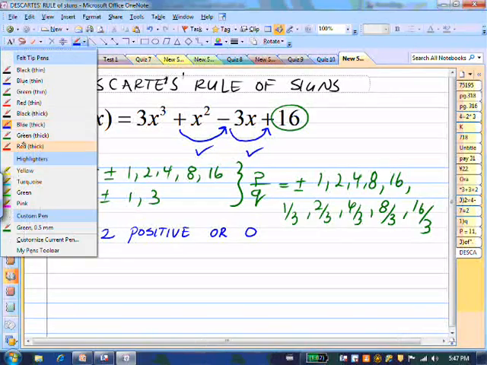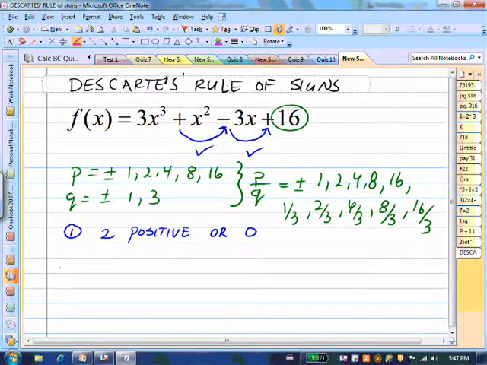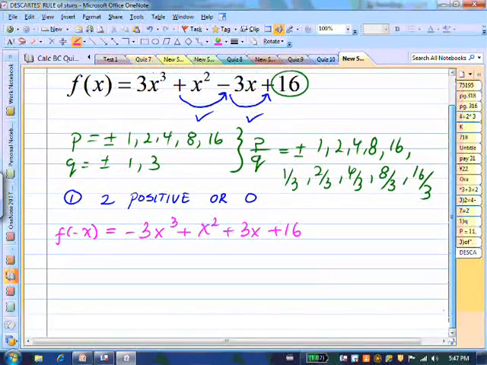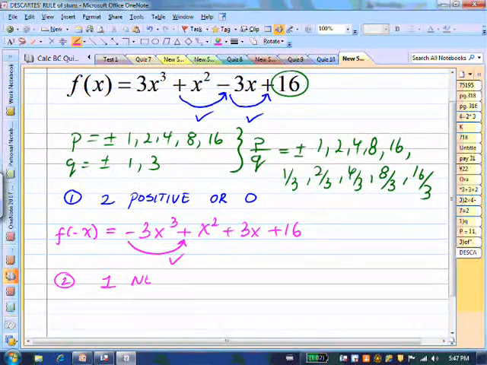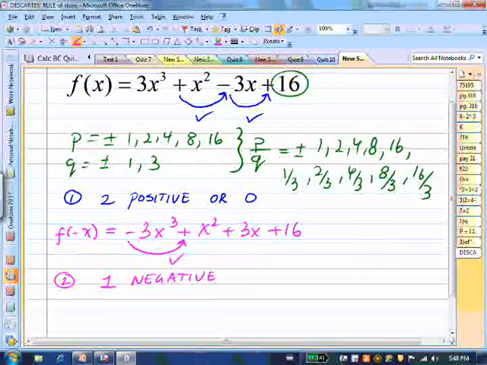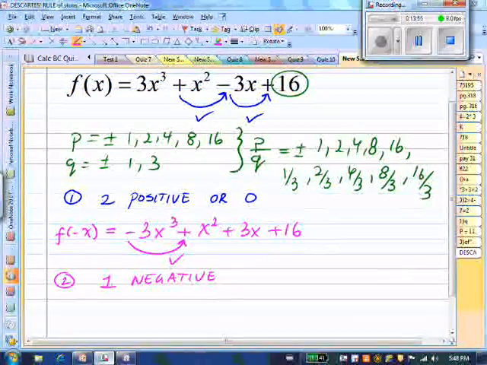Well, what Descartes said is you can actually figure out how many negative roots there are by testing f of negative x. So if I plug in negative x, I'm going to get negative 3x cubed plus x squared plus 3x plus 16. And what Descartes said is, well, count the sign changes again from this one. So notice I go from negative to plus, and that's my only sign change. So there's only one negative zero. Okay? That means once you find one of these that work and it's negative, you don't have to test any other negatives. So Descartes' rule of signs: you count the sign changes for f of x, that's the number of positive roots. You count the sign changes for f of negative x, that's the number of negative roots.